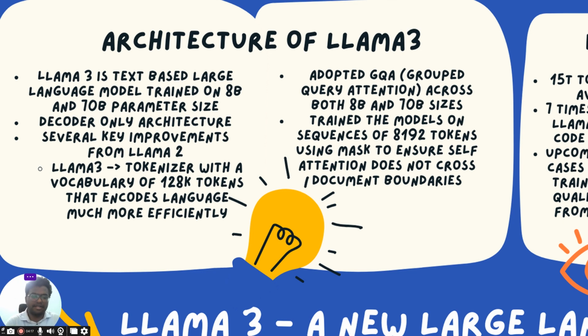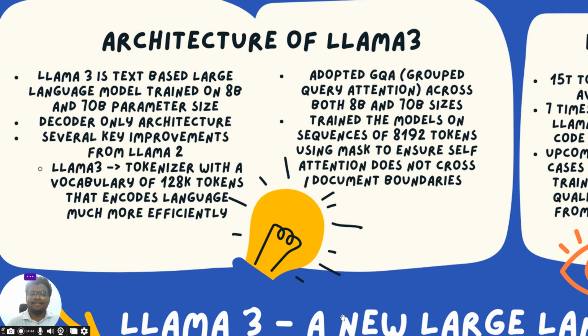One is all about the 8 billion parameter size, and another one is all about the 70 billion parameter size. And as you know, it's a decoder-only architecture, because only if it is a decoder-only architecture is it going to generate the text for you. And there are several key improvements from Llama 2. Llama 3 uses a tokenizer with a vocabulary of 128,000 tokens, that encodes the language much more efficiently.